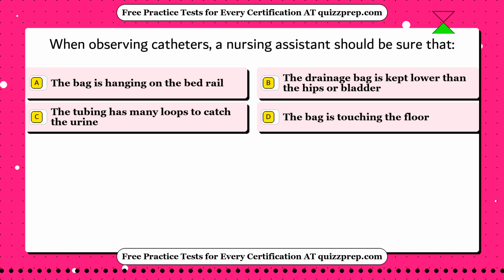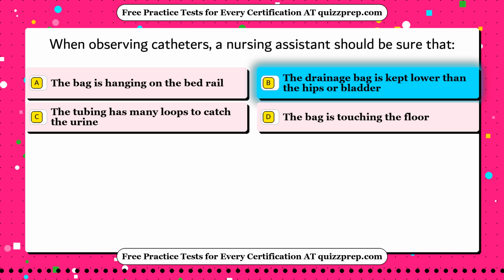Question 59. When observing catheters, a nursing assistant should be sure that: Option A. The bag is hanging on the bed rail. Option B. The drainage bag is kept lower than the hips or bladder. Option C. The tubing has many loops to catch the urine. Option D. The bag is touching the floor.